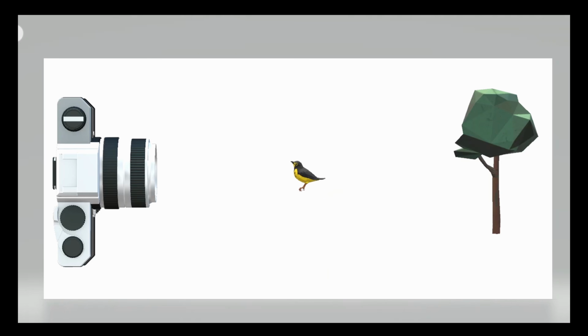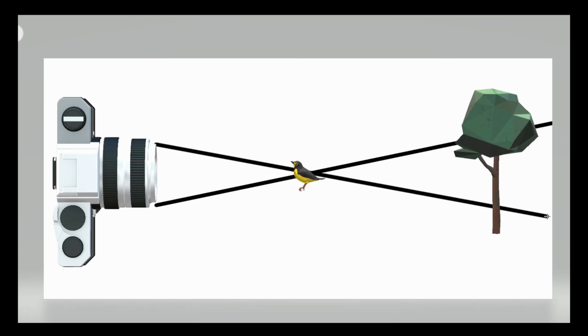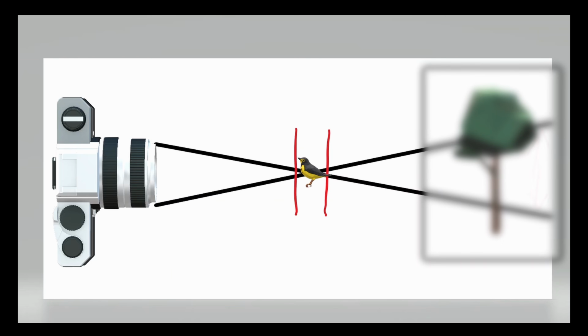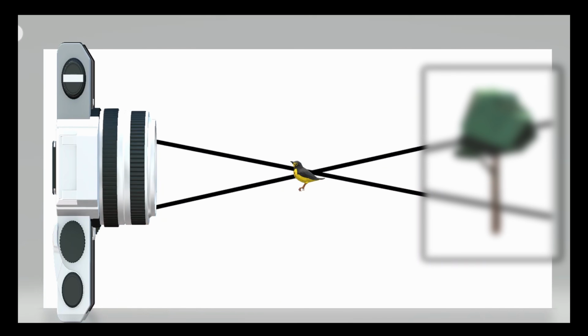So here's a camera, our bird who is our subject, and a tree in the background. These lines represent light rays, and where they converge together, things are in focus. So this is the depth of field, the area of acceptable sharpness around my subject. You'll also notice, though, in the background, where the light rays diverge and are far apart, the tree in the background will be blurry.